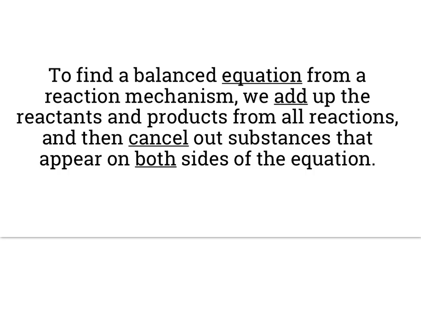And to find a balanced equation from a reaction mechanism, just add up the reactants and products from all the reactions. Put all the reactants together, put all the products together, and just cancel out whatever shows up on both sides. Basically, you'll figure out, all right, this is step 1, this is step 2. So then you tell me, well, if step 1 and step 2 then happen, here's ultimately what we end up with. Just kind of combine them together.